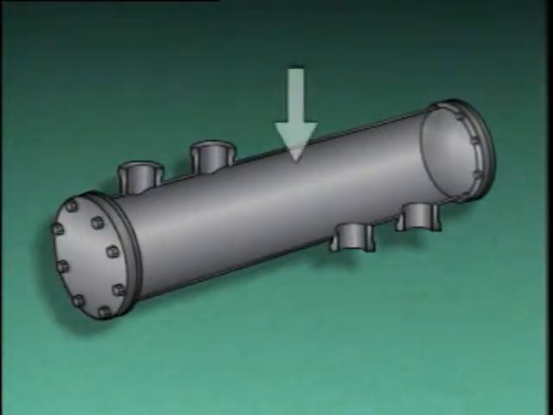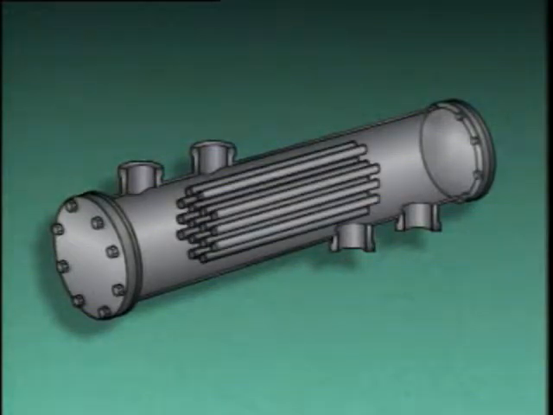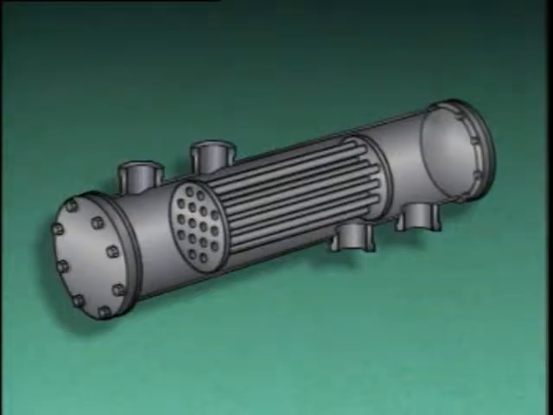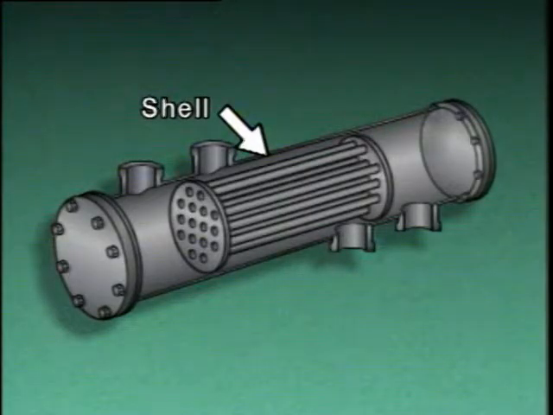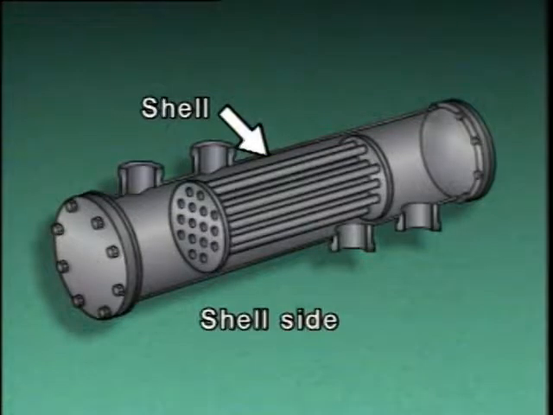The main components include a shell, a group of tubes called a tube bundle, tube sheets, and heads. The shell is the casing of the heat exchanger. The area inside the shell and outside the tubes is commonly called the shell side of the heat exchanger. The shell also has an inlet and an outlet.